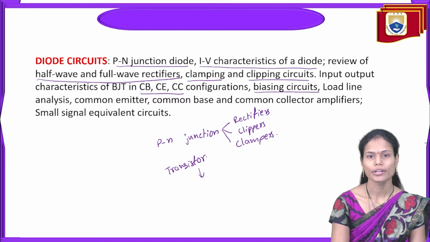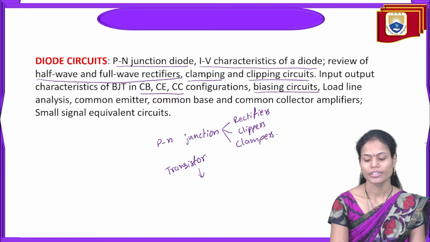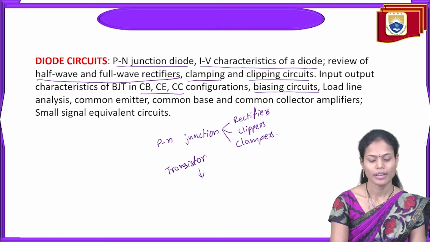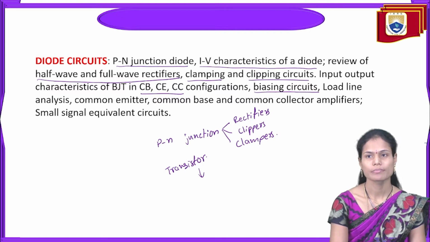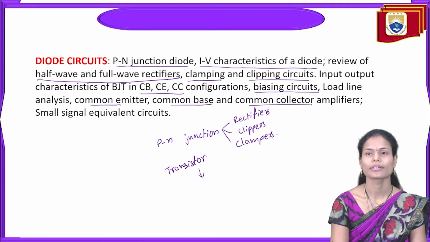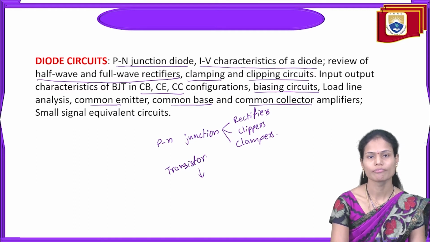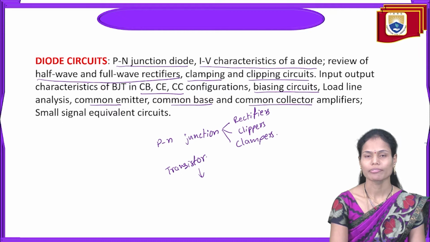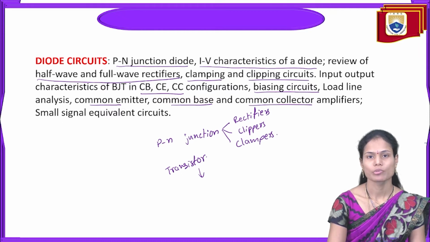We will also discuss the different biasing circuits required for the transistor in order to operate it for faithful amplification, what load line analysis is, and the different amplifiers: common emitter, common base as well as common collector amplifiers, and the small signal equivalent circuits of all three amplifier circuits. All this we're going to discuss in the first module. The terms related to diode circuits we are going to discuss now.